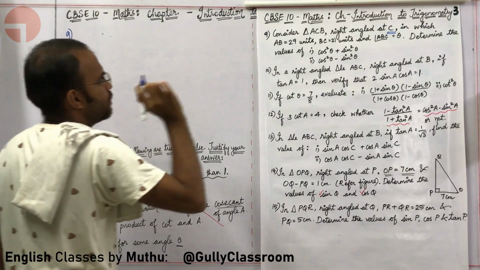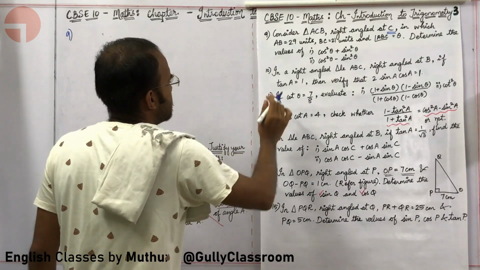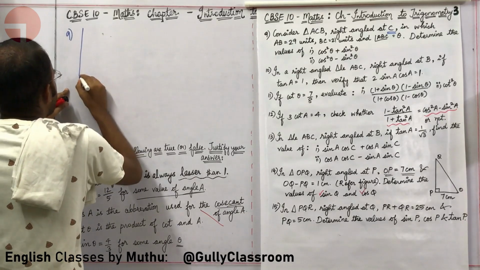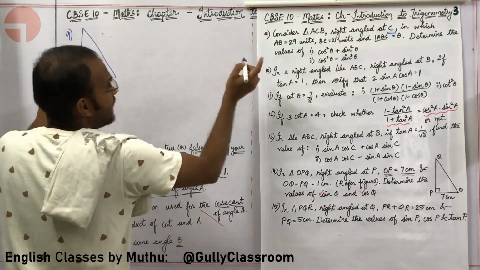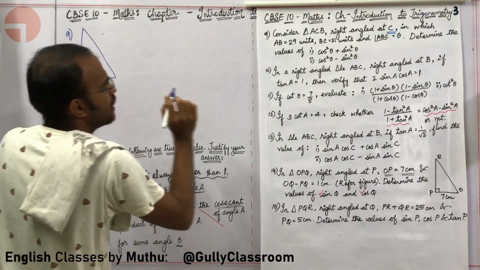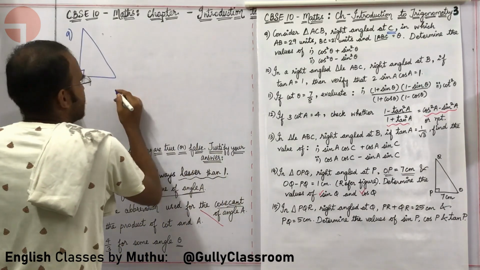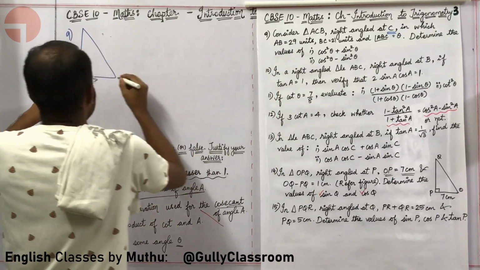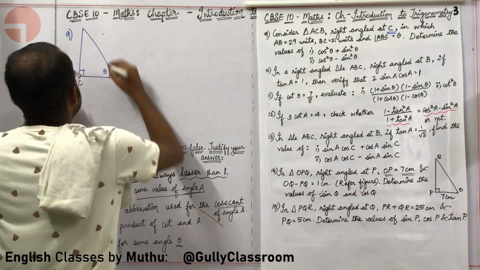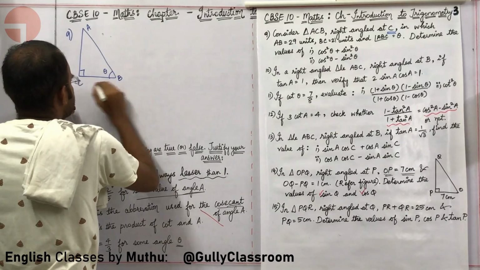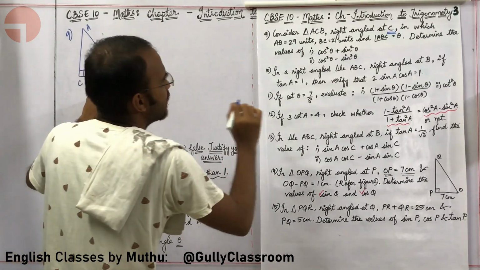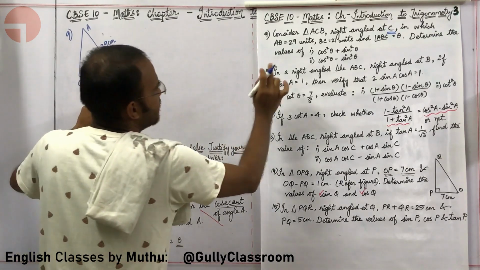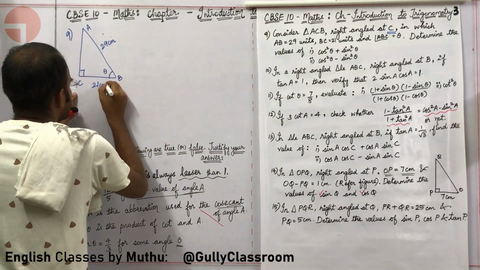Okay, 9th problem. What is the 9th problem saying? Consider triangle ACB right angled at C. So you are having a triangle. It is right angled at C. In which AB is 29 centimeters, BC is 21 centimeters, and angle ABC is theta. So if I take this as theta, ABC angle is theta. Fine. What next? AB is 29 centimeters, BC is 21 centimeters.